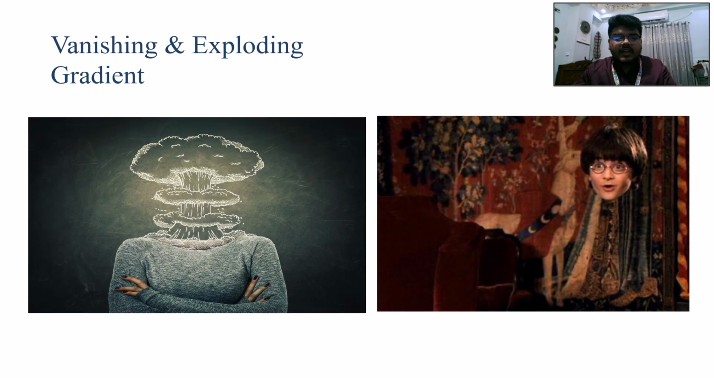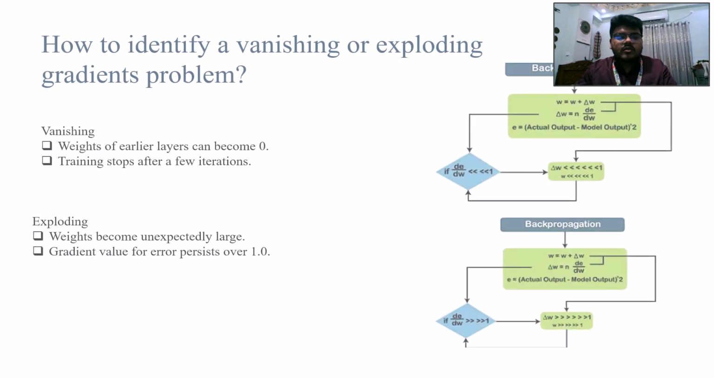Here is the vanishing and exploding gradient. How do we identify a vanishing or exploding gradient problem? With vanishing gradients, the weights of earlier layers can become zero and training stops after a few iterations. With exploding gradients, weights become unexpectedly large and the gradient value for the error persists over 1.